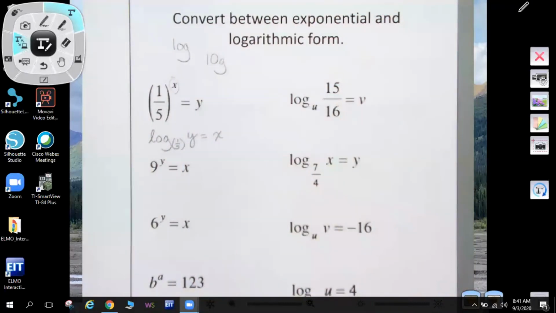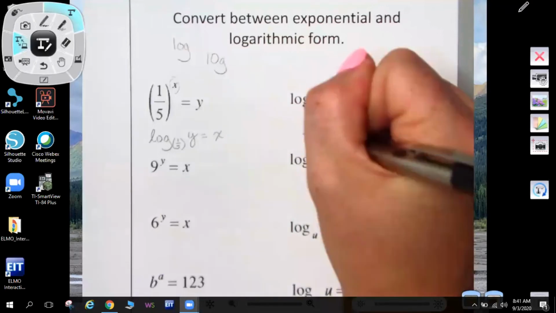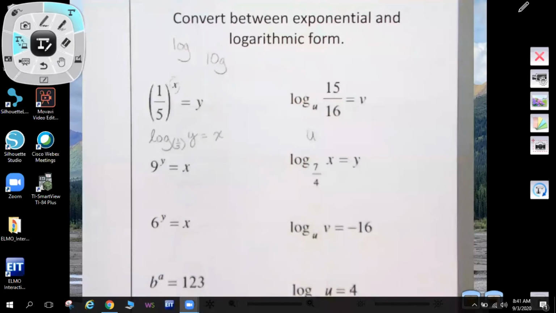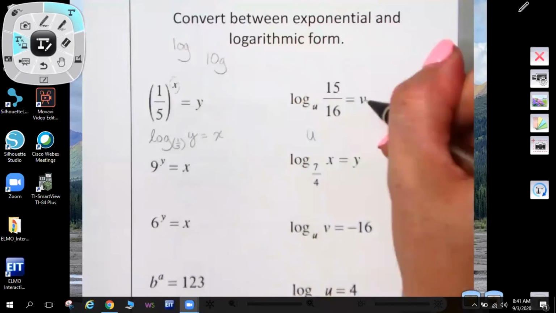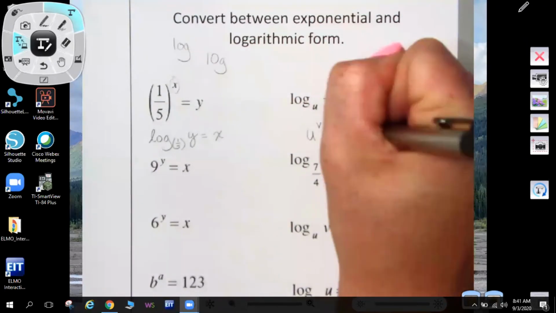Okay, let's look at changing this logarithm into exponential form. Log base u of 15/16 equals v. So u is our base. v, which is the answer to this logarithm, becomes our exponent. And then that equals 15/16.